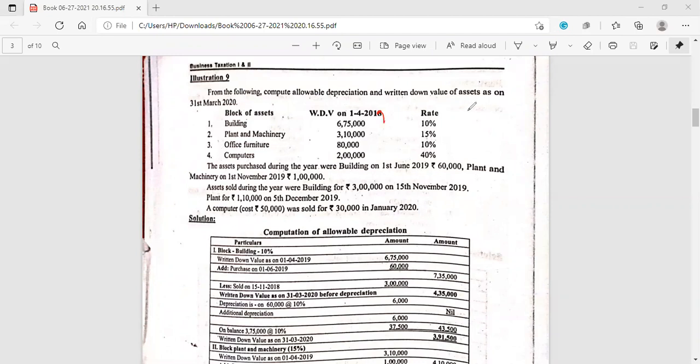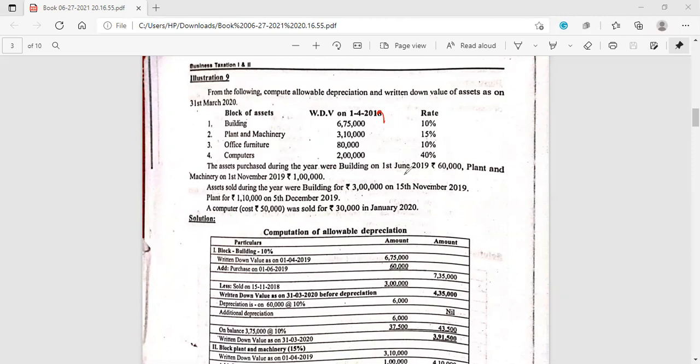Building 6,75,000, rate 10%. Plant and machinery 3,10,000, rate 15%. Office furniture 80,000, rate 10%. Computers 2 lakh, rate 40%. The assets purchased during the year were building on 1st June 2019, rupees 60,000. Plant and machinery on 1st November 2019, rupees 1 lakh.